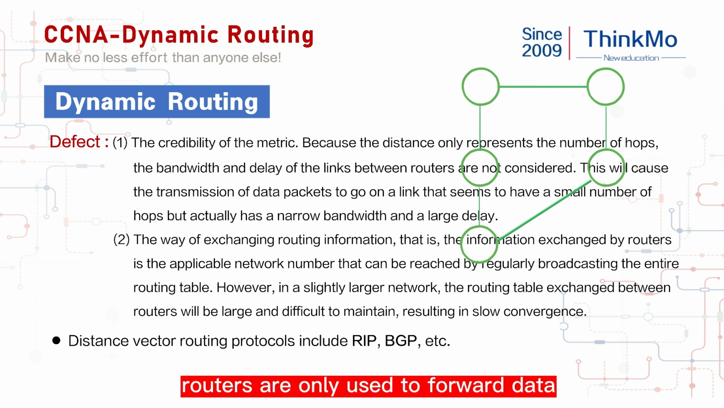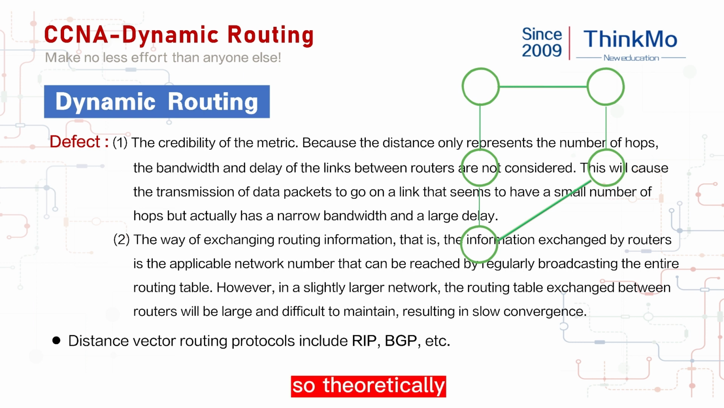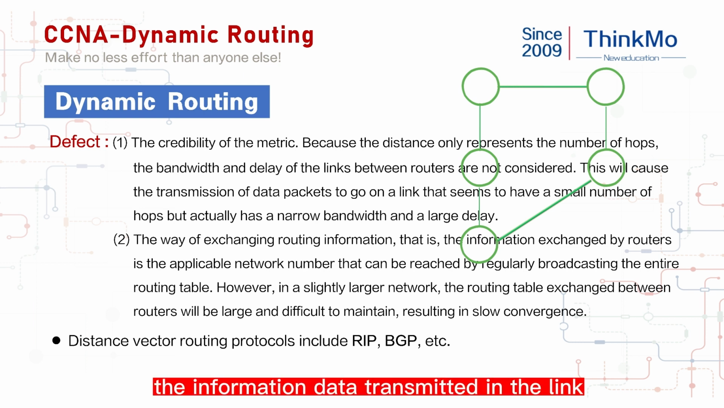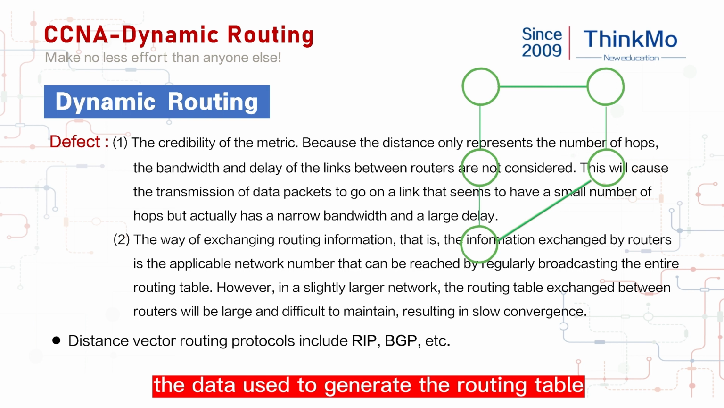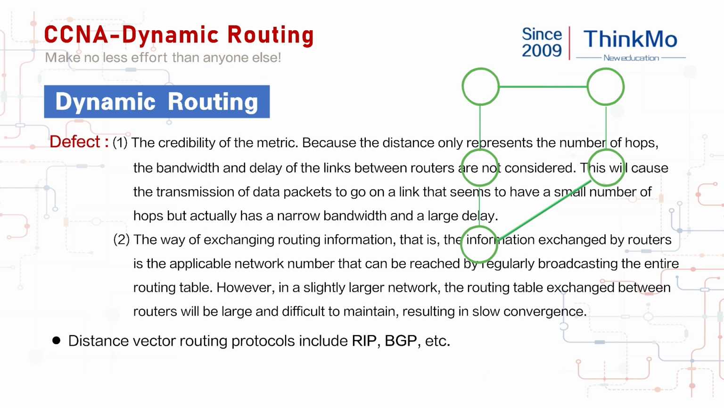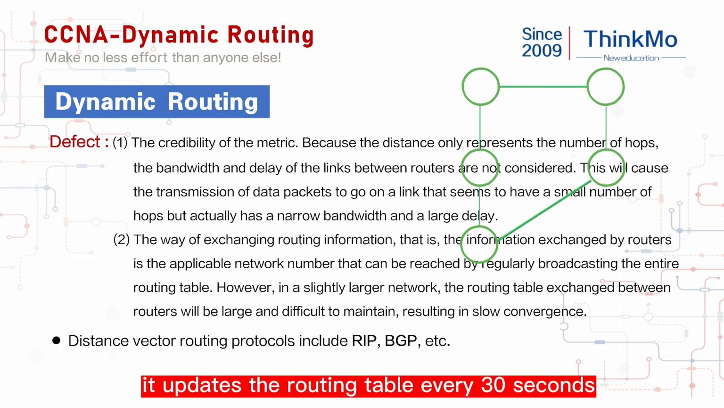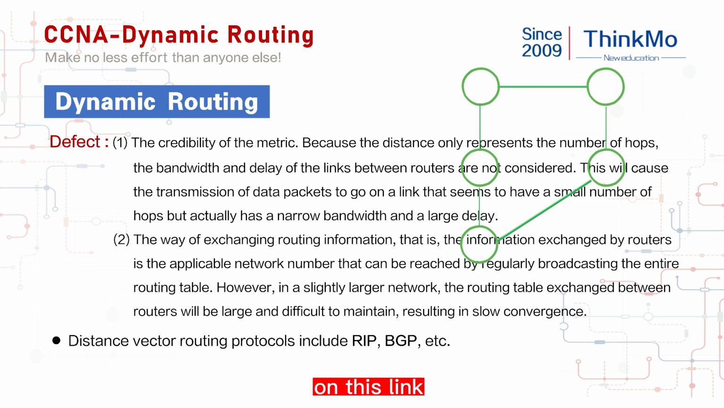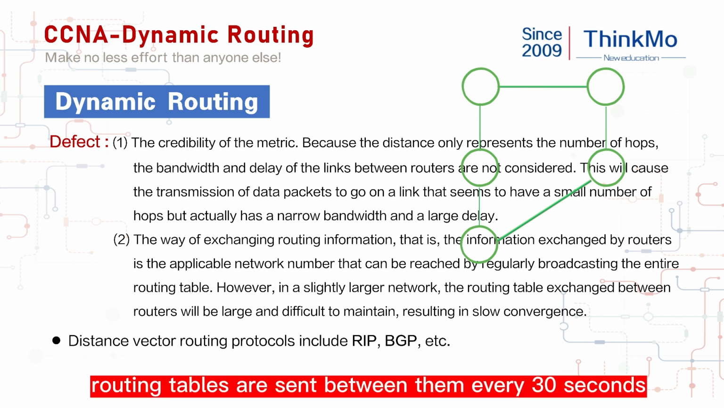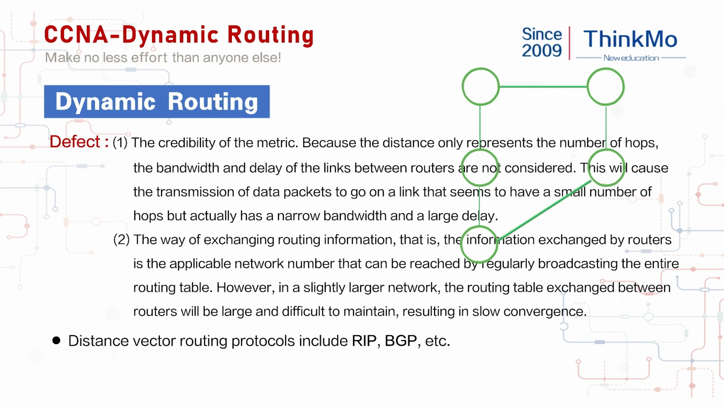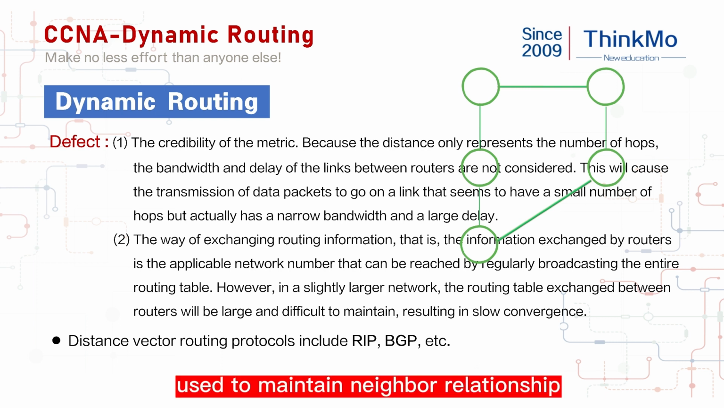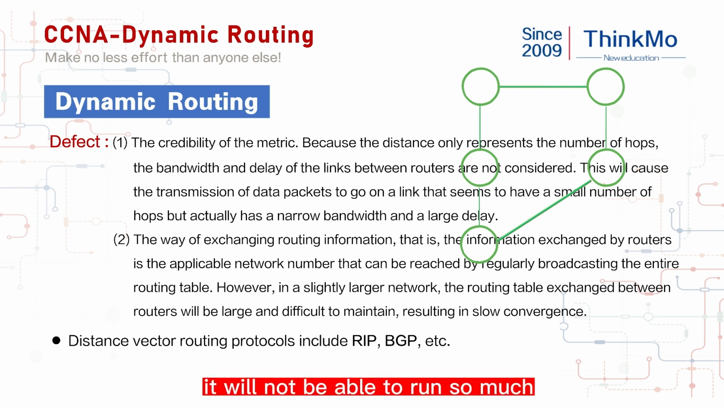Routers are only used to forward data. So theoretically the data transmitted in the link, the data used to generate the routing table, should not be too large. For RIP, it updates the routing table every 30 seconds. On this link, routing tables are sent between them every 30 seconds. Then this link has been running, used to maintain neighbor relationship. These traffics include update routes. It will not be able to run so much normal business traffic.